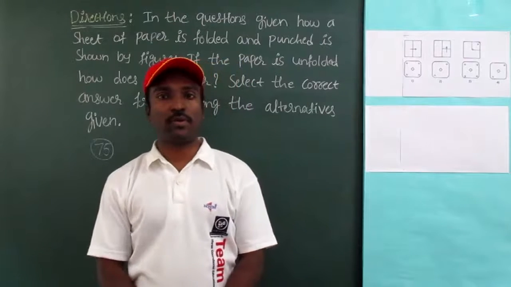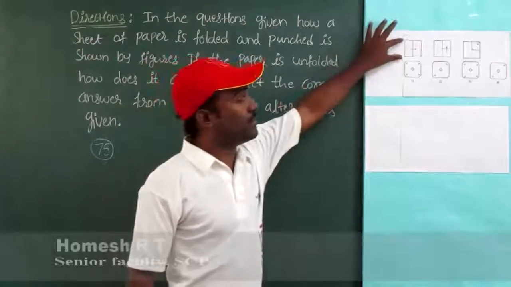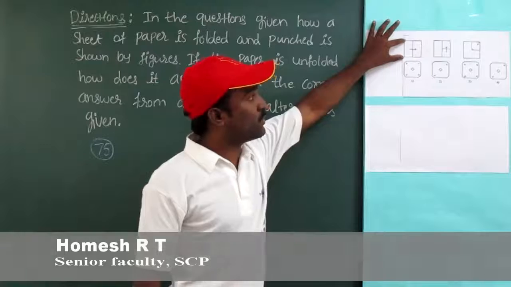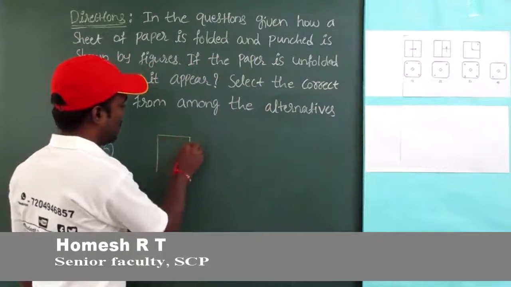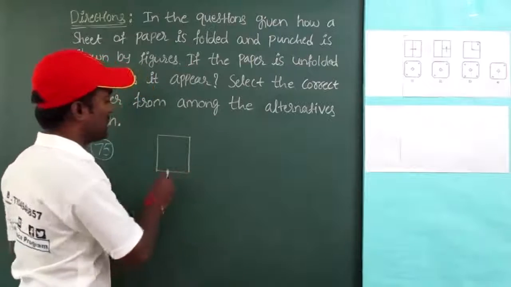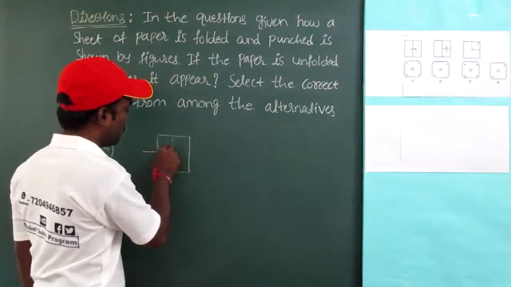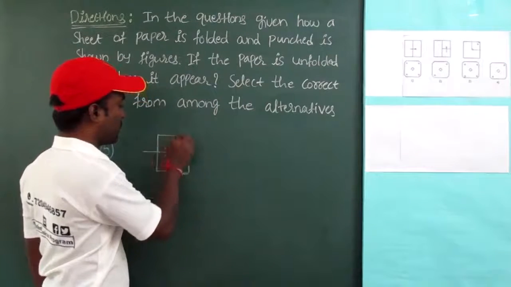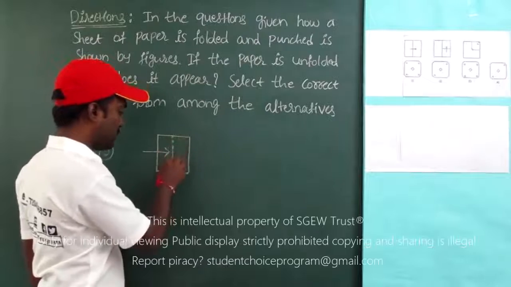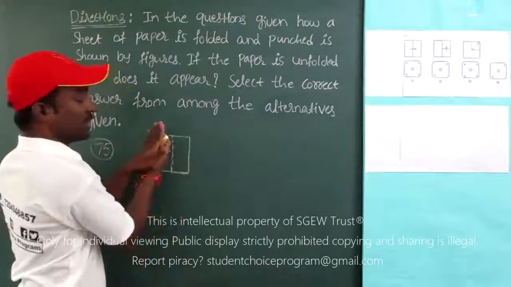Well friends, here is problem number 75 and here is the given question. The first figure shows you how the given paper is folded. I will draw that here. This is the given paper and it is folded at this point in this direction. That means it is folded like this.